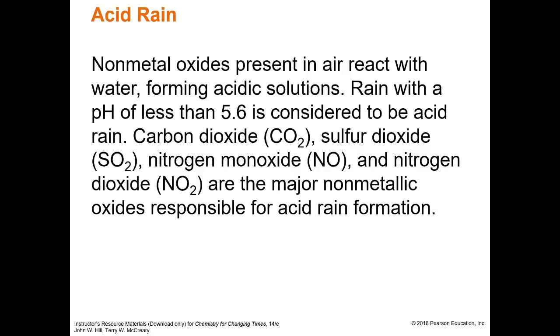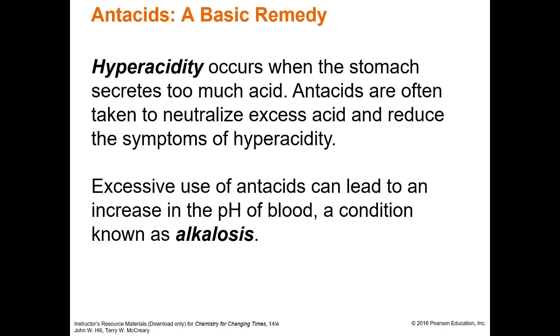Nitrogen monoxide, that's also a pretty big one. And nitrogen dioxide, that's also a fairly major one. Sulfur dioxide is usually the cause of most acid rains. And this is why, for example, acid rain is very common in China or Russia, and is less common nowadays in the United States, though it was at one point very common. So those are the major non-metallic oxides that are responsible for acid rain formation.